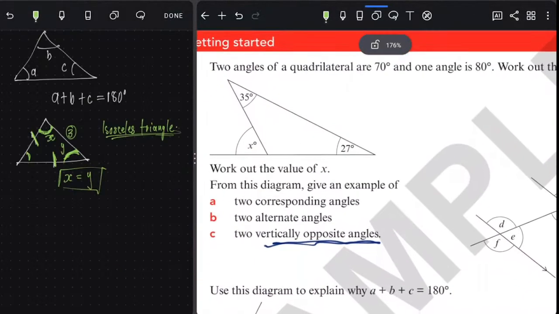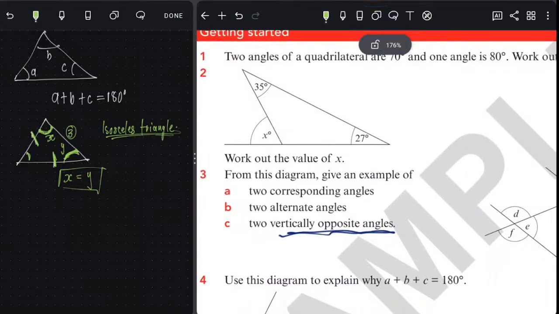Now let's solve this simple question here to find X, okay? How do we find X? What is the first thing? Put everything you know. What do you know about angle 35 and angle 27?